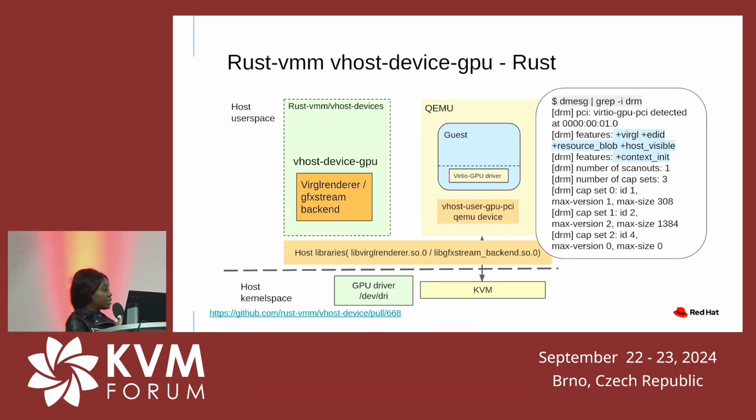Whereas the vhost device GPU in Rust, which we're developing, allows you to switch between two backends, the virglrenderer backend and the gfxstream backend. It has support for virgl, for EDID, and the context initialization feature. As I speak, our team is currently working on adding the blob resource support and the host visible features. The related patches to enable it have been submitted to both QEMU and the Rust-VMM vhost crate. With this inclusion, we should have a fully functional vhost device GPU. And just for reference, I added a link in the slides for this device pull request.